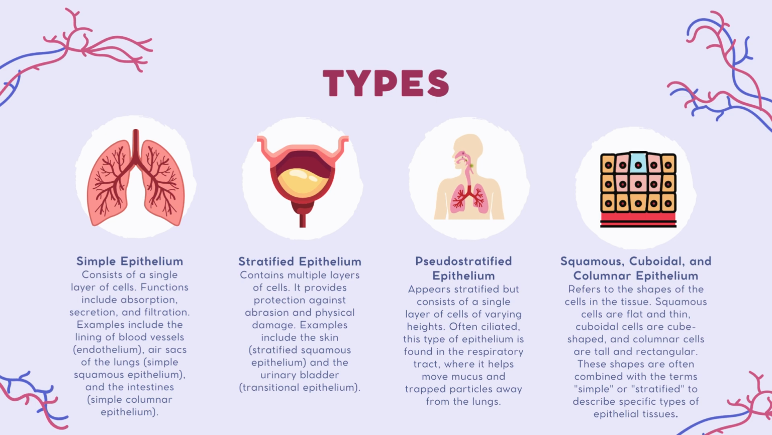Okay, pseudostratified epithelium. It appears stratified, but consists of a single layer of cells of varying heights. Often ciliated, this type of epithelium is found in the respiratory tract where it helps move mucus and trapped particles away from the lungs. So when we get to the respiratory system, you all will see what that actually looks like.